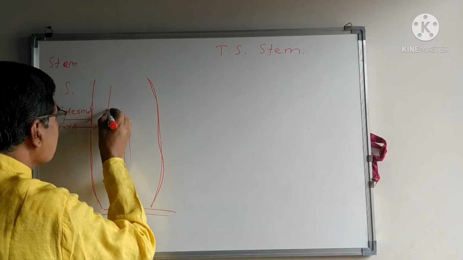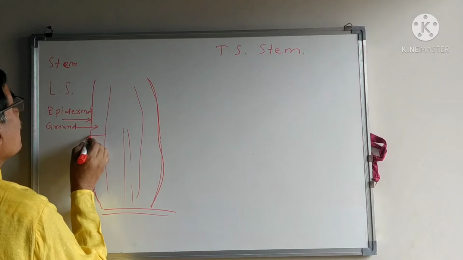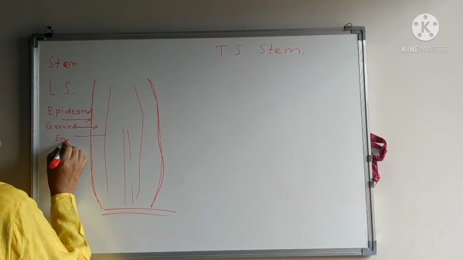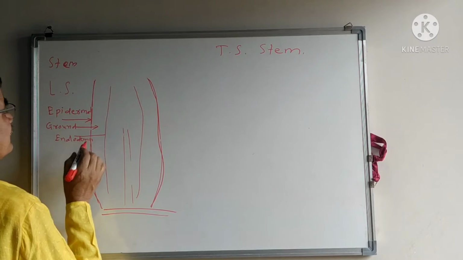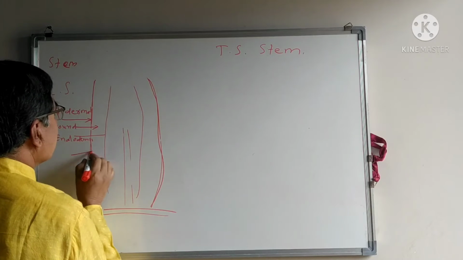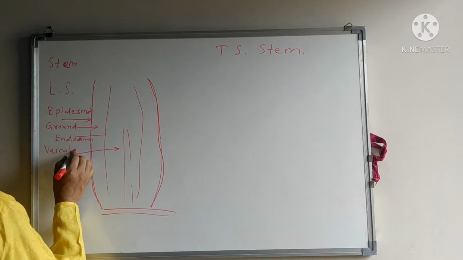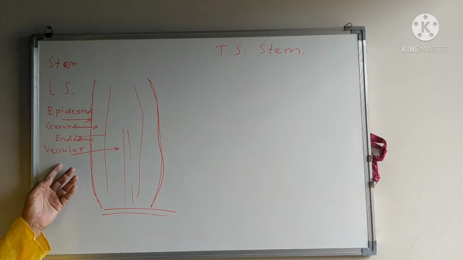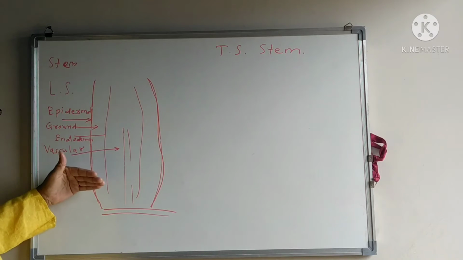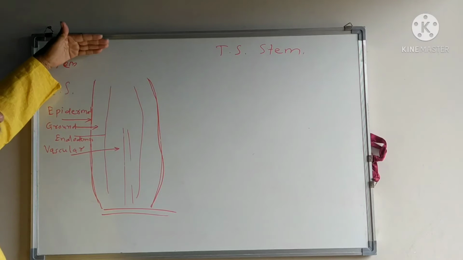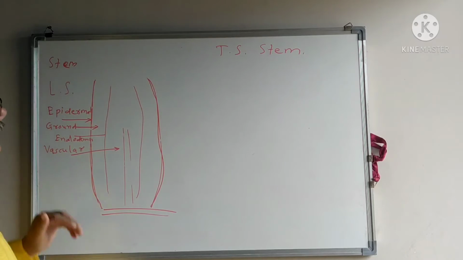This ground tissue system ends in the endodermis, and centrally placed is the vascular tissue system. These vascular tissue systems are known as the conducting tissue. This is the internal view of the longitudinal section, the vertical section of the stem.